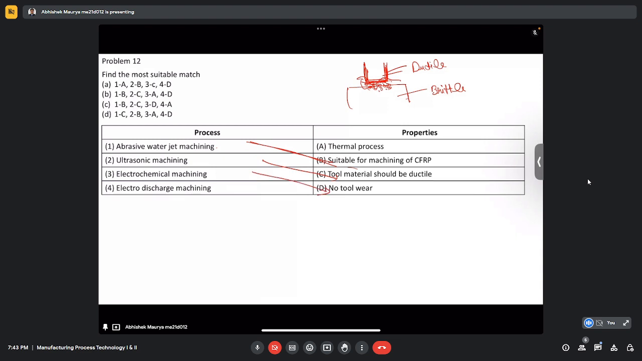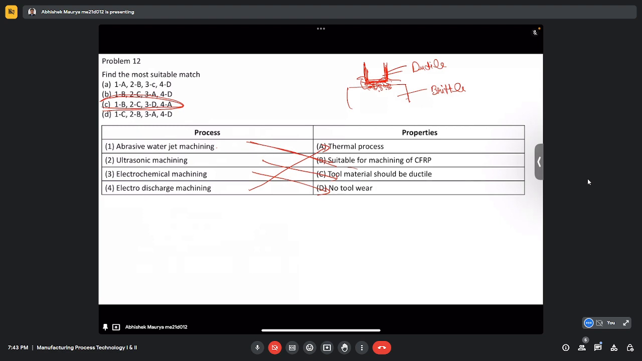And in electro discharge machining, the material removal takes place by spark or discharge. Because of the spark, material locally melts and is removed by the shock wave produced just after the discharge. Because the material is melting due to the spark, it is a thermal process. So the correct answer is C.